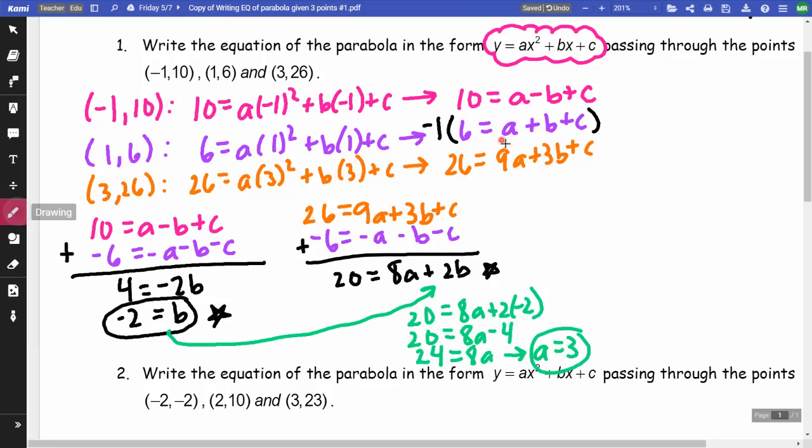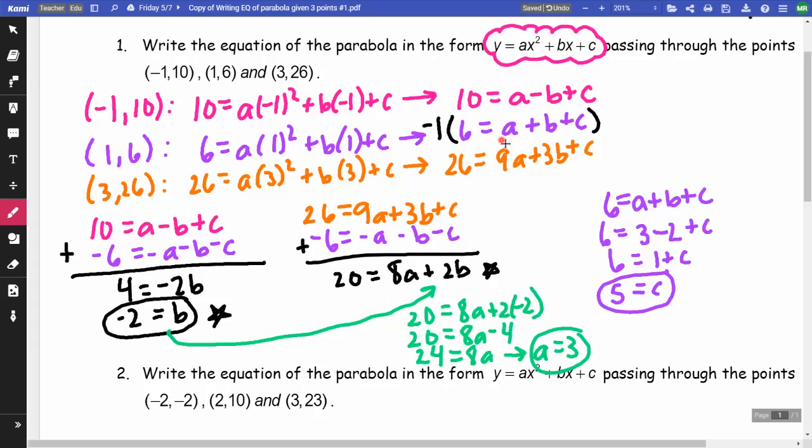It doesn't really matter. So if I'm going to take these and substitute them into my purple, 6 is equal to A plus B plus C. That's the one I'm plugging into. So I get 6 is equal to A, which is 3, B, which is negative 2, so it's going to be minus 2 plus C. So 6 is equal to 1 plus C. So C is equal to 5. So I've got my A, which is 3, my B, which is negative 2, and my C, which is 5.